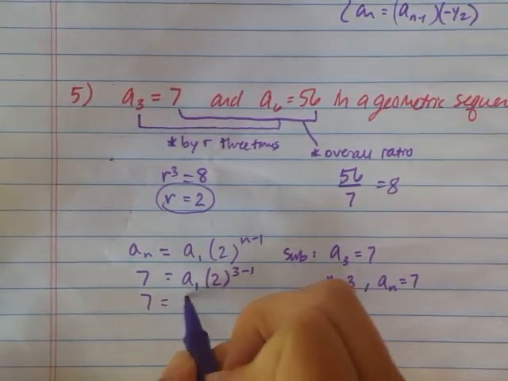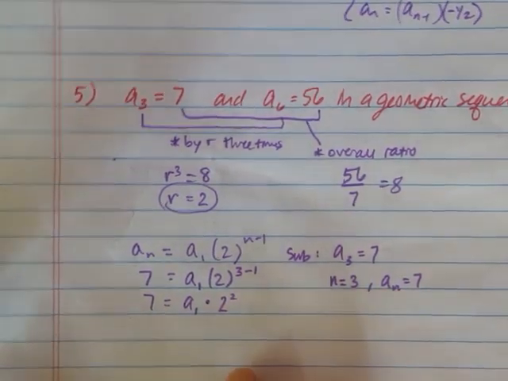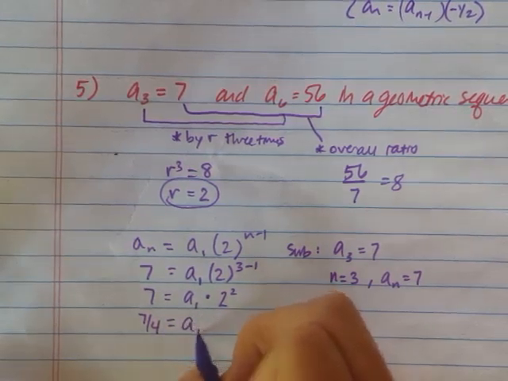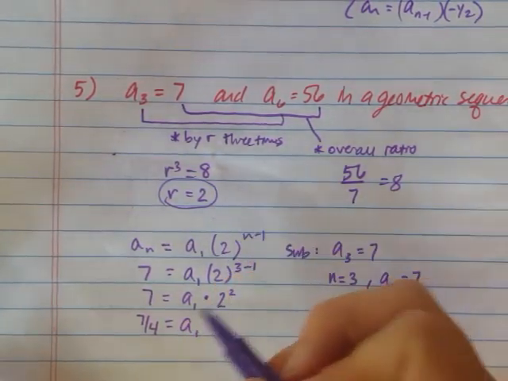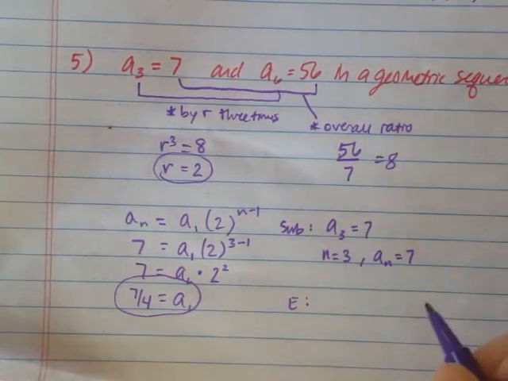Okay, and so we can solve now for a1 and divide both sides by 4. 7 over 4 is a1. Now that I have r and I have a1, I can finally write my explicit rule.